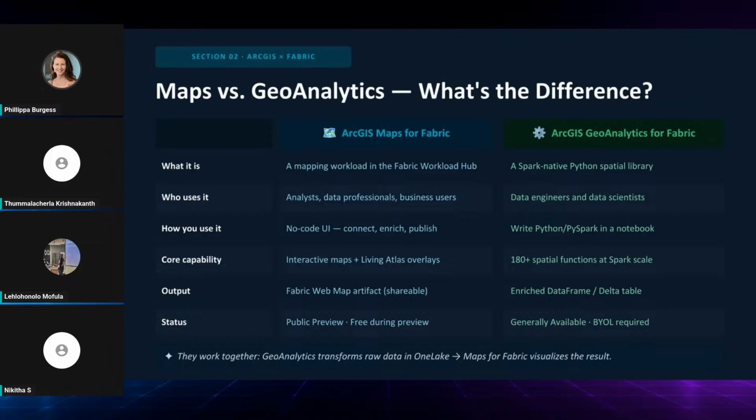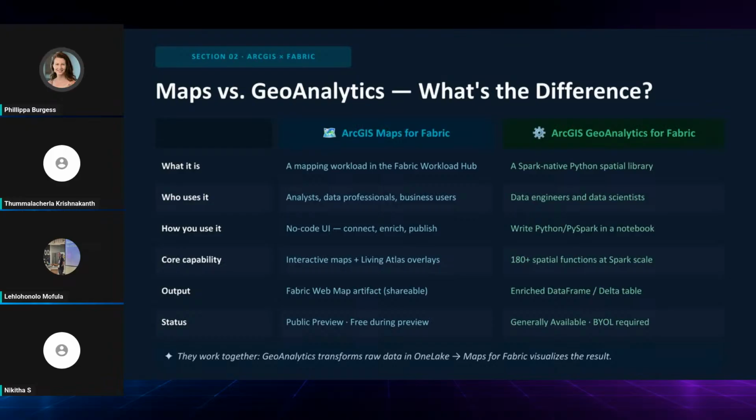How to use it? No-code UI: connect, enrich, publish. Core capability: interactive maps and Living Atlas overlays. Output: a Fabric web map artifact, which is shareable. And the status, again, is public preview, so it's free during this preview.